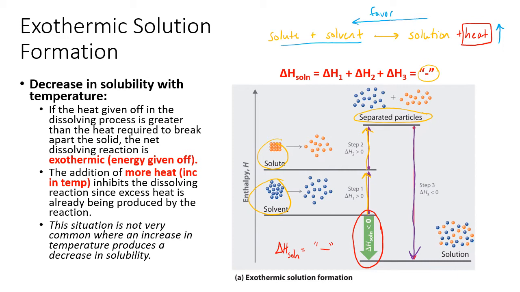So this situation is less common where you're trying to make a solution, and let's say you're dissolving a solid in water and you warm it up, but you actually decrease the solubility by adding heat. So this is because when you're adding heat, you're adding more kinetic energy, and you're actually going to be inhibiting the dissolving reaction because heat is already being produced by this reaction. It's trying to give away heat, and you're trying to give it excess heat by adding some kinetic energy to this process.